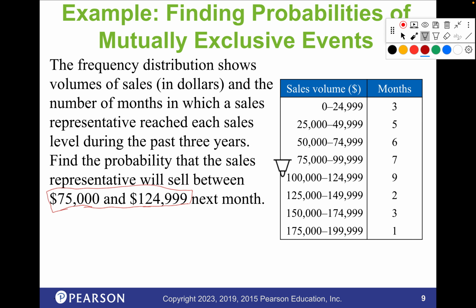Well, I'll give you the first one, right? 75 to 999. That certainly, these 7 people would be in that range. But is there another set that would also fit that range? Yeah, the one right below it. So again, we have to add these 2 together. Are these mutually exclusive? Yeah, there's no overlap, right? This one ends at 9999. This one starts at 100, so there's no overlap between the 2. And so it's just mutually exclusive, just add the probabilities.